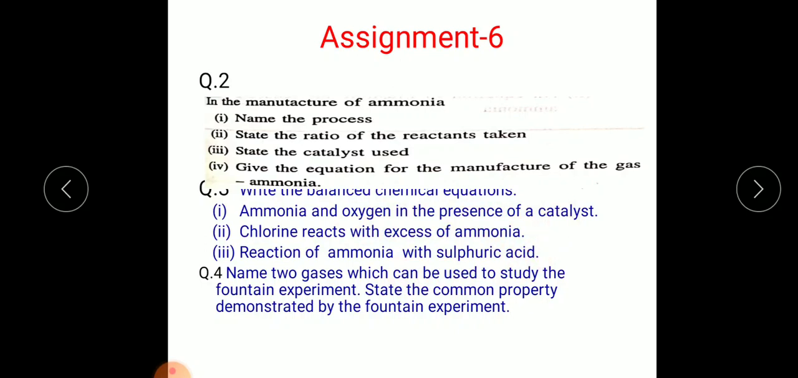And question number 4 is: name 2 gases which can be used to study the fountain experiment. State the common property demonstrated by the fountain experiment. So complete this assignment and send it in my mail.